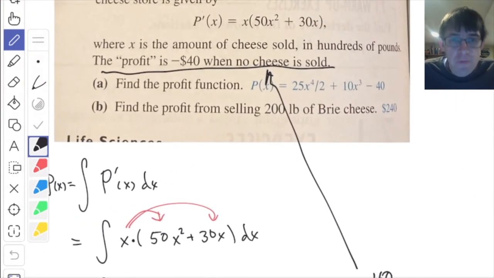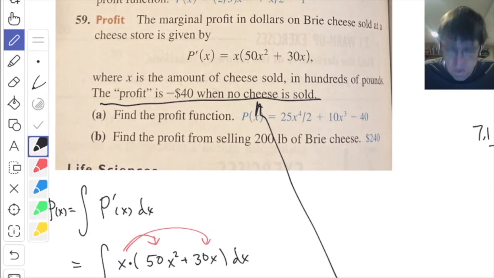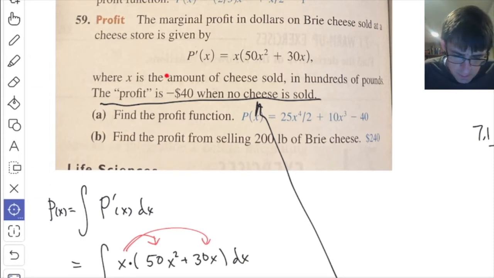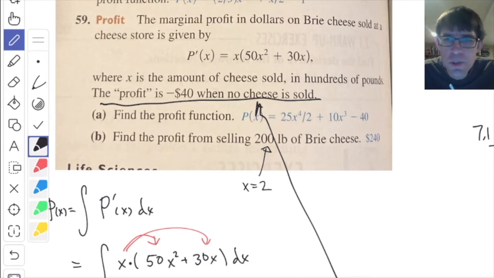Find the profit from selling 200 pounds of brie cheese. All right. 200 pounds. Now the units in this problem, here's a little thing to notice. X is the amount of cheese in hundreds of pounds. So when this says 200 pounds, this means x equals 2, right? Don't try to use x equals 200 here. X equals 2. The profit from selling 200 pounds. The units are hundreds of pounds.